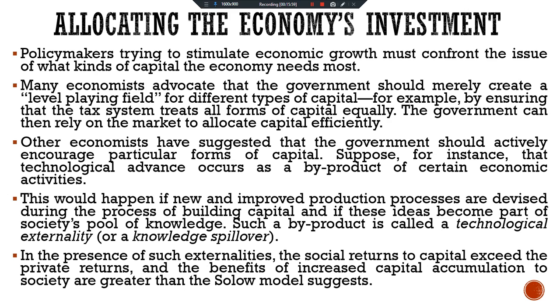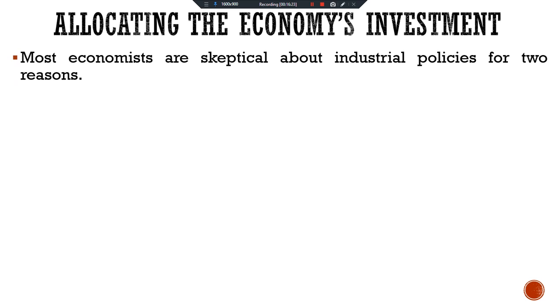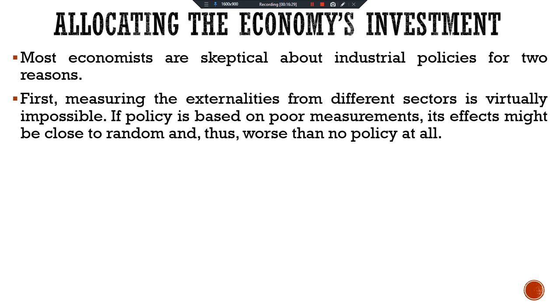The success of an industrial policy, as it is sometimes called, requires that the government be able to measure accurately the externalities of different economic activities, so it can give the correct incentive to each activity. Most economists are skeptical about industrial policy for two reasons. First, measuring the externalities from different sectors is virtually impossible. If policy is based on poor measurement, its effects might be close to random and thus worse than no policy at all.